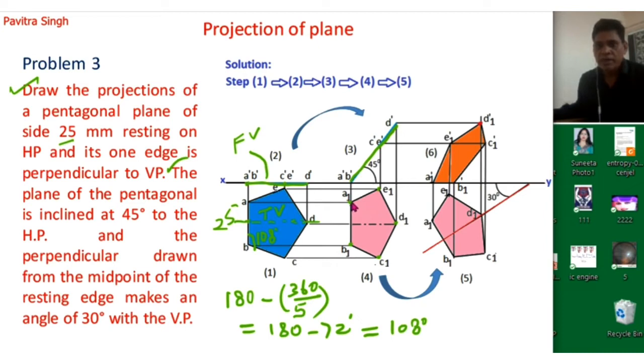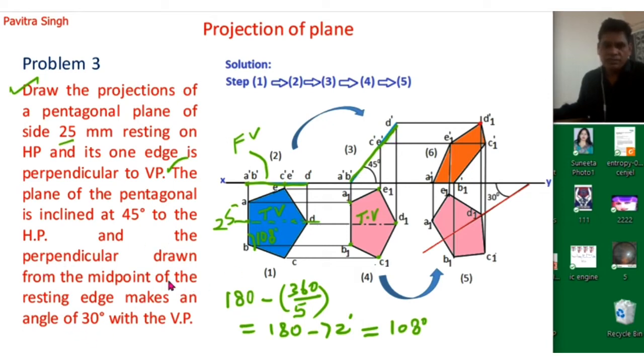So now we have 5 points A1, B1, C1, D1, E1. This is our new projected surface, and this is actually the top view. We will connect all these points A1, B1, C1, D1, E1, and we will get this new shape or surface which is inclined 45 degrees with the horizontal plane.